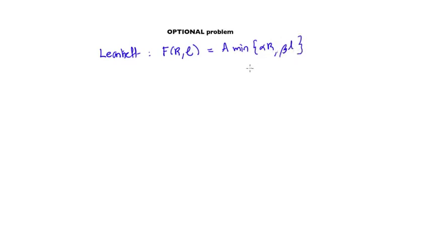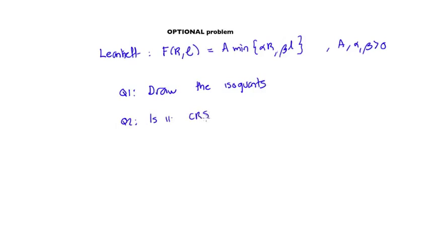And just in case you haven't encountered this function before, this is the minimum, a function that gives you the minimum of two numbers, this one and this one, where A, alpha, and beta are positive constants. So given that production function, I want you to answer two questions. Question one, please draw the isoquants for this production function. And question two, is it CRS, IRS, DRS, or neither of these?